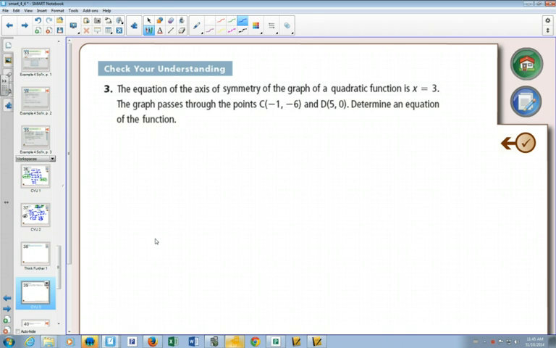This is one of the hardest questions in this unit. Are you ready? No, it is a hard one. This is a very hard one. What do we know about our graph here?